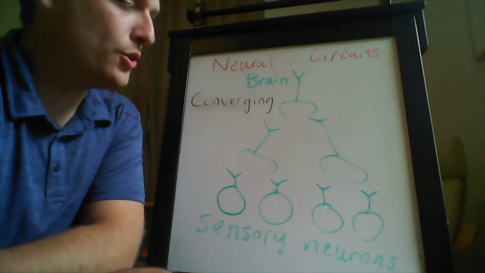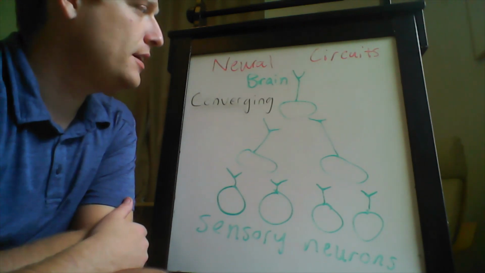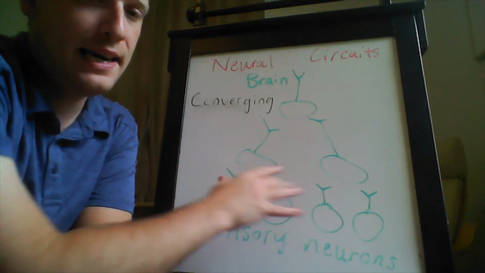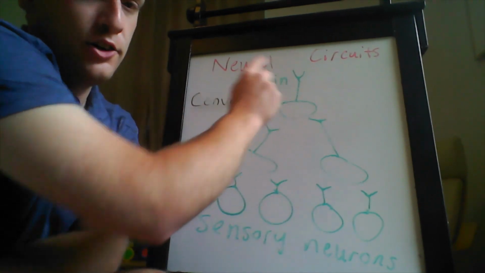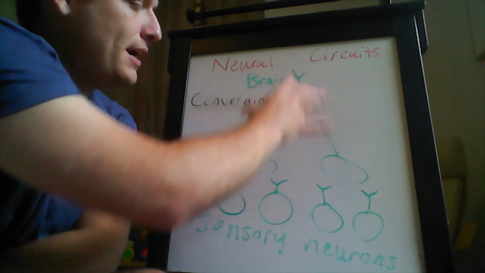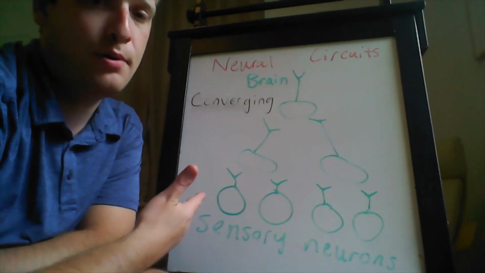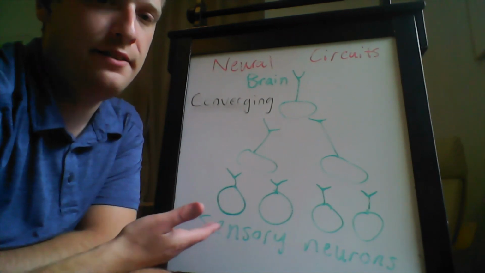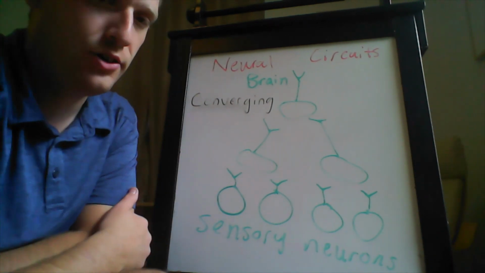So the second type of neural circuit that we'll discuss here is a converging neural circuit. Instead of the signal starting with a single neuron and spreading out to many, here you have many neurons and their input is converging to a single neuron. So instead of spreading out, it's converging. Just for a practical example of this, many of the sensory neurons that allow you to perceive the world around you exist in these converging neural circuits.